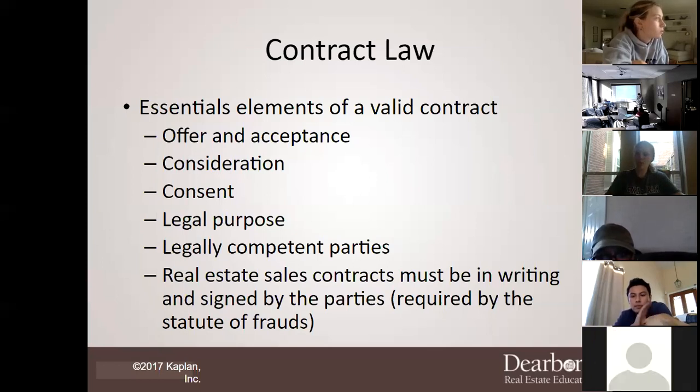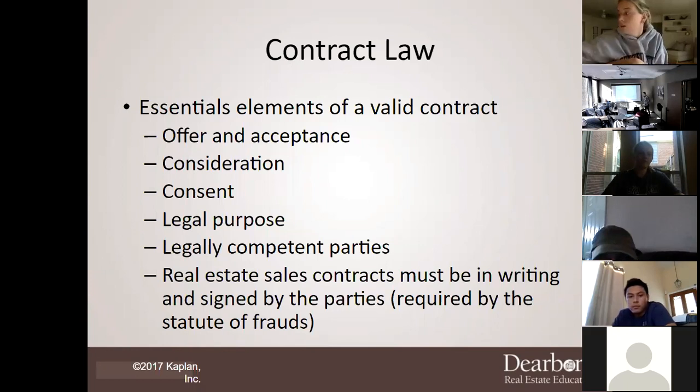So it has to be a legal purpose for purchasing the property. And then legally competent parties. If the party is not legally competent, if they are mentally handicapped and they can't, then you don't have a valid contract.